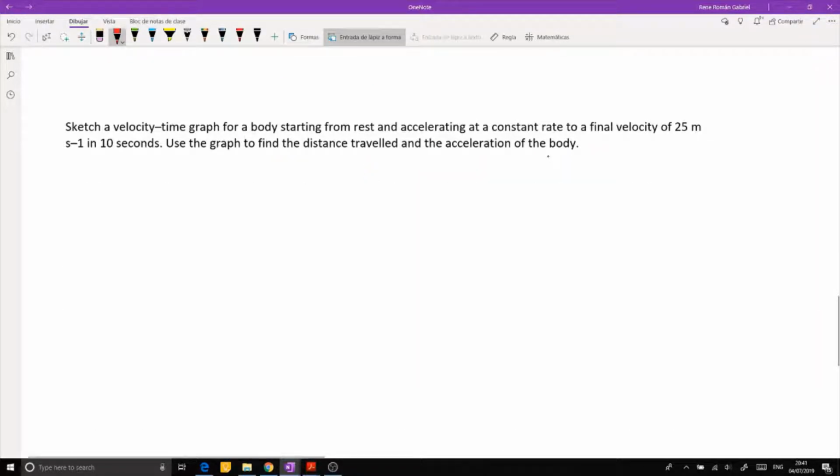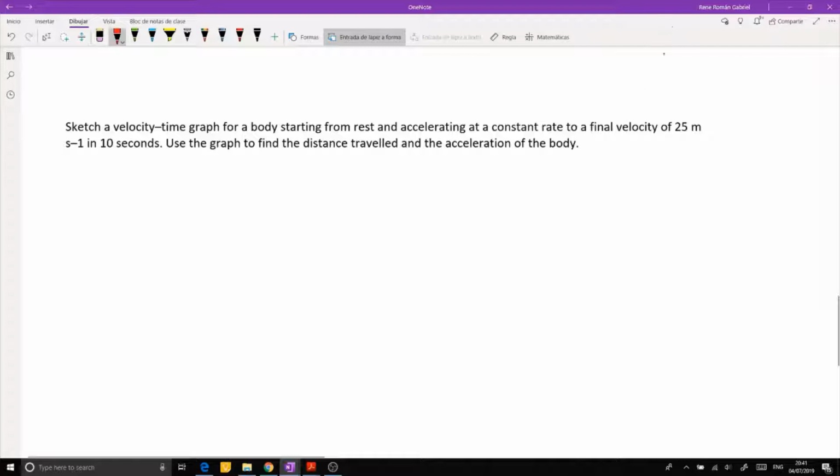Sketch a velocity time graph for a body starting from rest and accelerating at a constant rate to a final velocity of 25 meters per second in 10 seconds. Use the graph to find the distance traveled and the acceleration of the body.